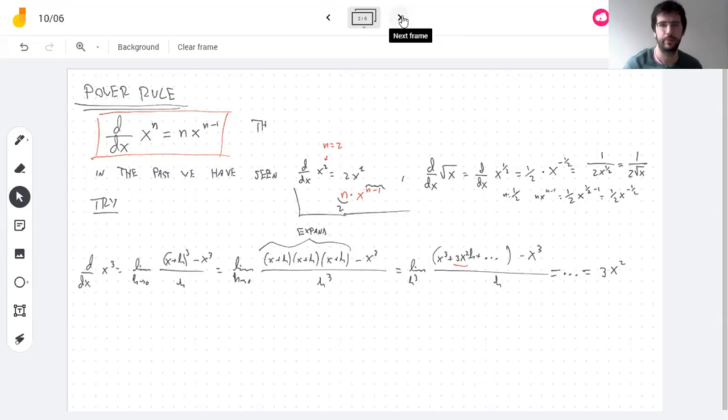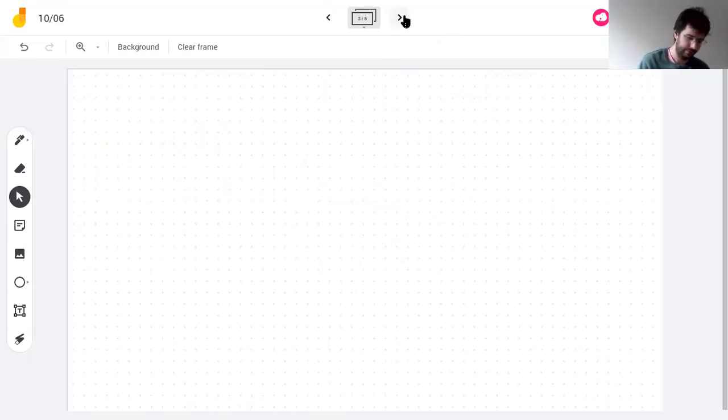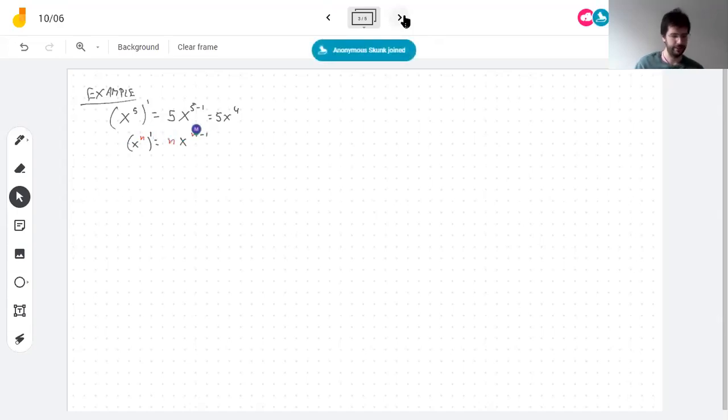So how do we use this? Not that many things we can do so far, but for example, I can find the derivative of x to the fifth. The derivative of x to the fifth is 5x to the 5 minus 1, because the formula says the derivative of x to the n is n x to the n minus 1. Here n is 5. And this works for real numbers. The derivative of the cubic root. So what is the derivative of the cubic root?